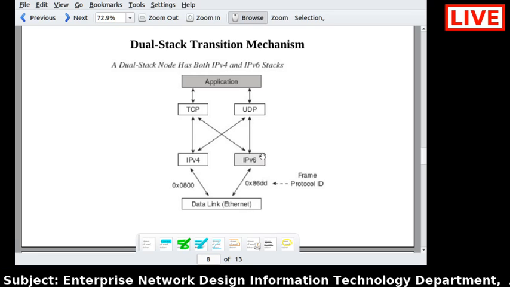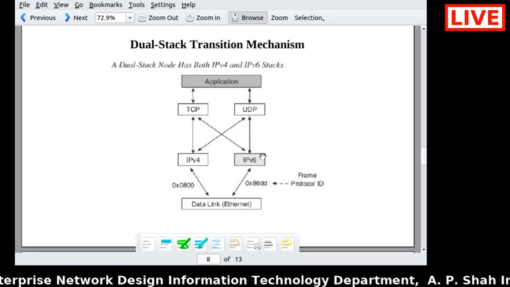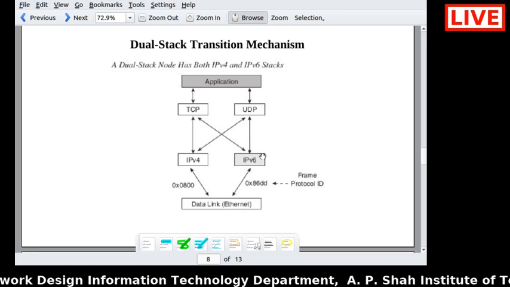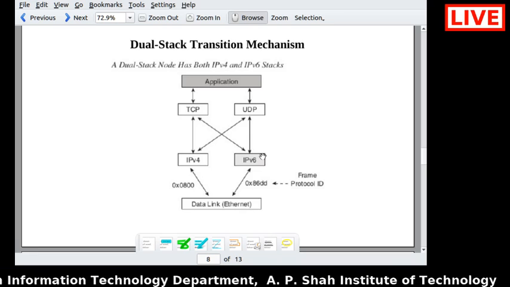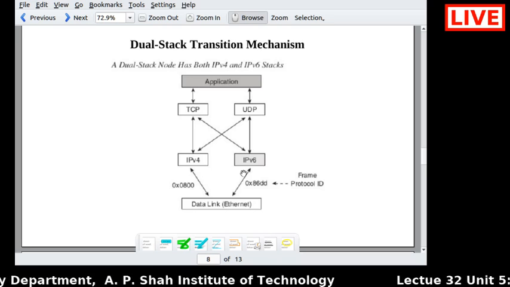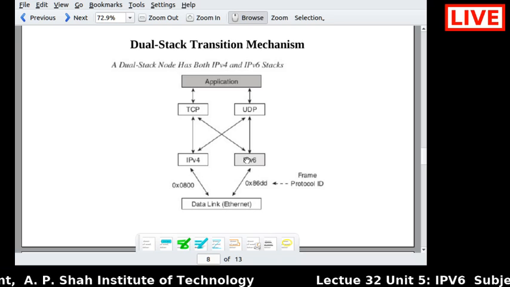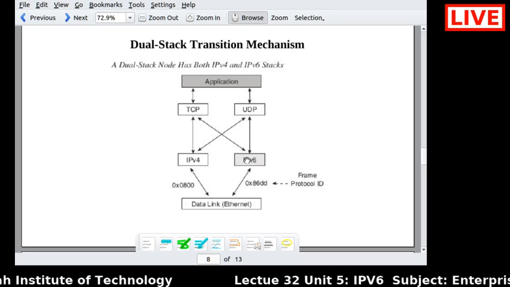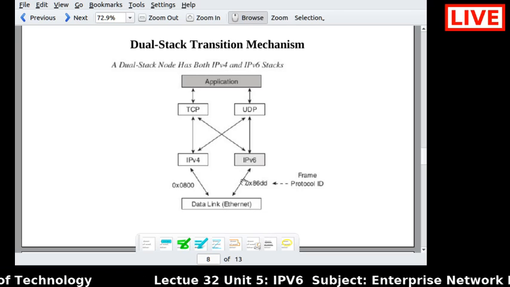This is the most appropriate method if you're talking about your campus network, or your access layer networks. Whenever the transition happens, it will be the preferred technique to transition to IPv6.